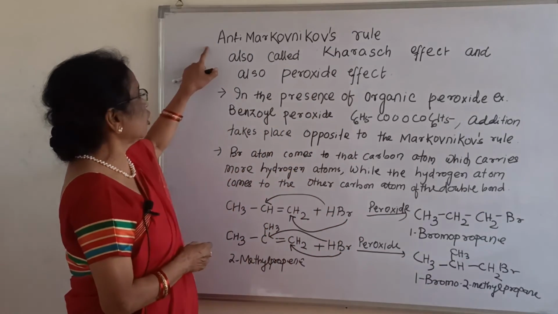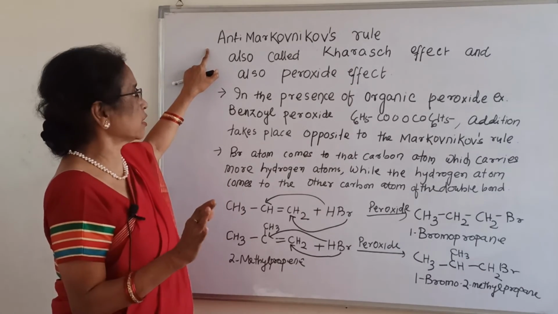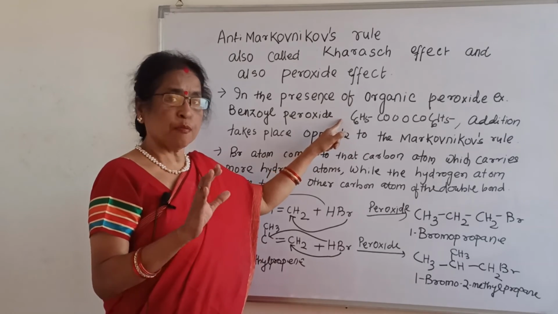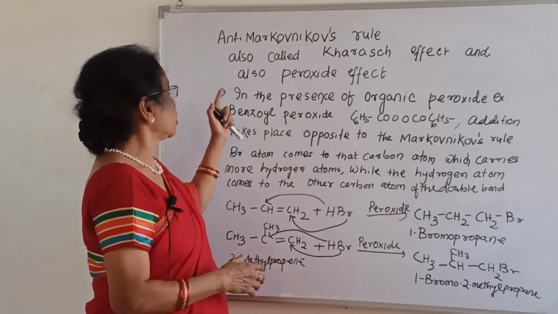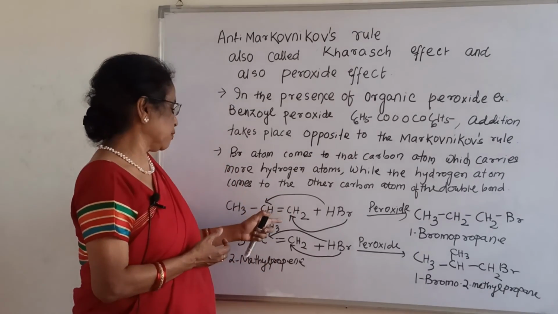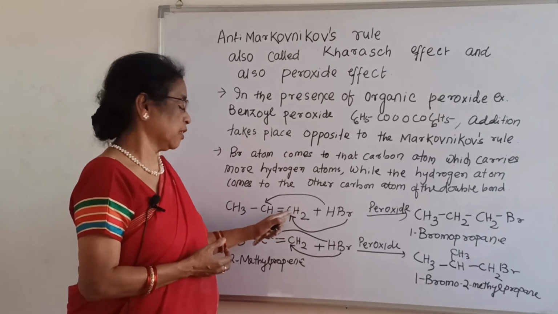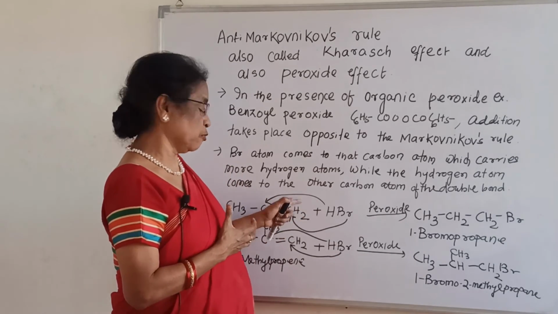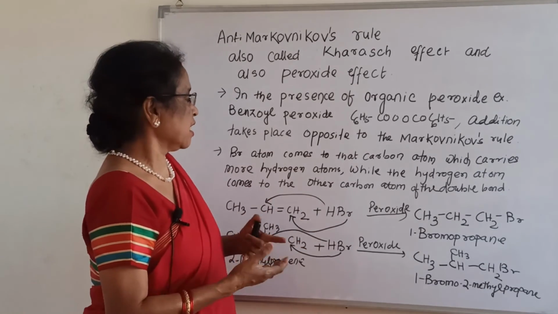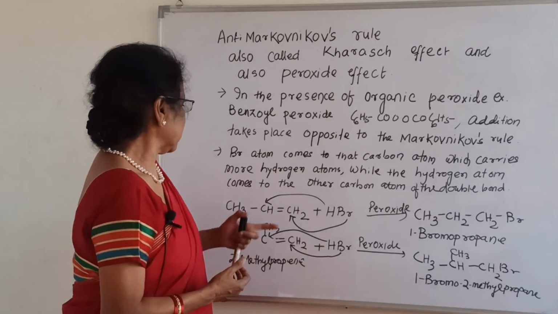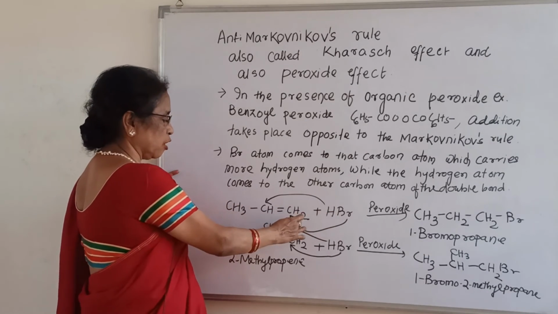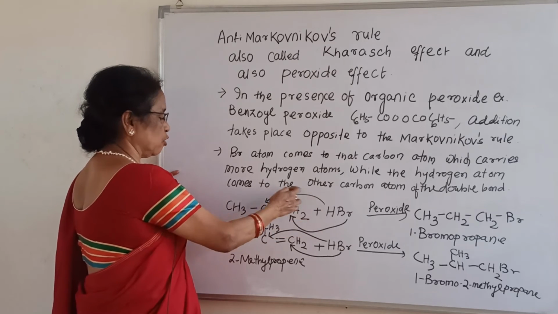Again see, in Markovnikov's rule, you will not use benzoyl peroxide. In anti-Markovnikov's rule, you will add peroxide, that is benzoyl peroxide. It will just do the opposite to the Markovnikov's rule product. So here the negative part will go to the carbon where more hydrogen is present, and the hydrogen comes to the carbon which contains less number of hydrogen. That means here you can see propene, this side has more hydrogen, bromine will come to here, and on the opposite side hydrogen will come to here.